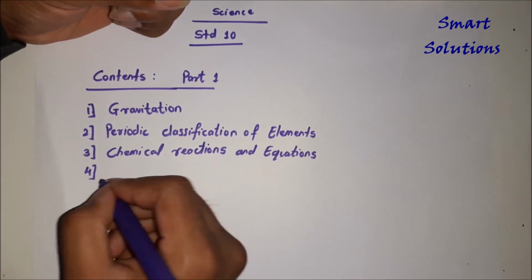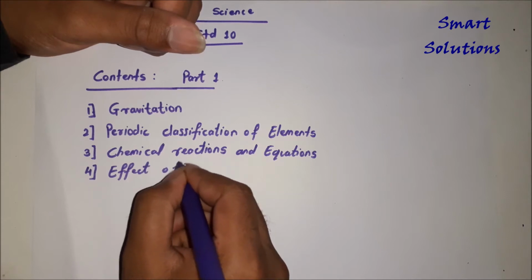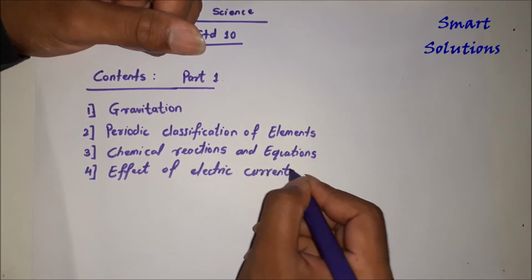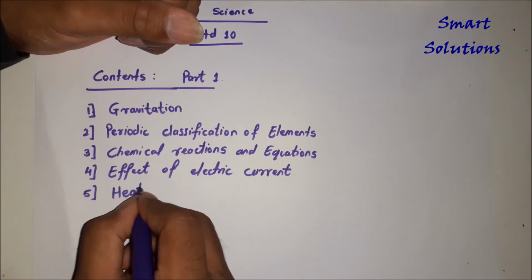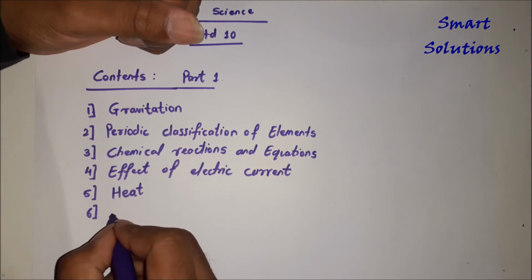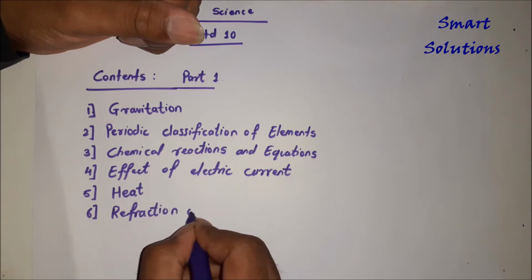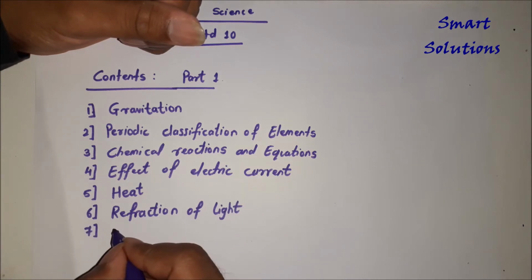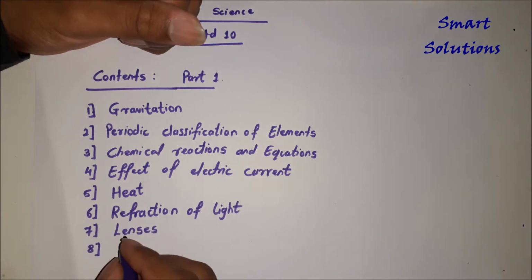The next, that is fourth chapter, is effect of electric current. Then fifth chapter we have heat. Sixth one is refraction of light. Seventh chapter we have lenses. Eighth chapter is metallurgy.